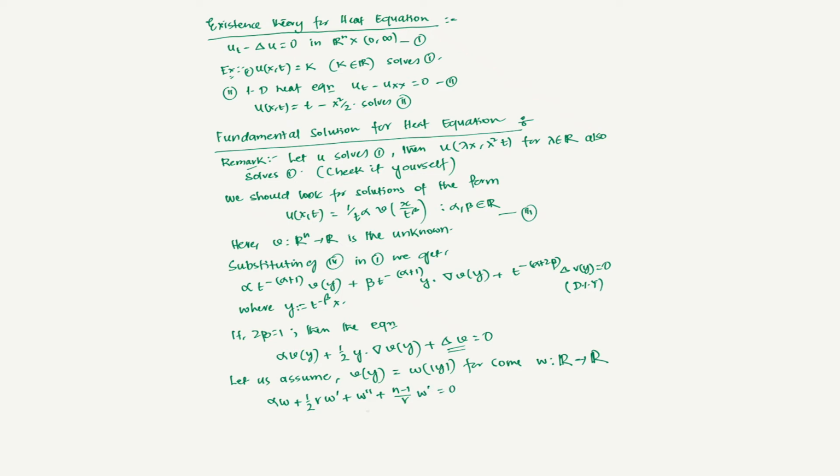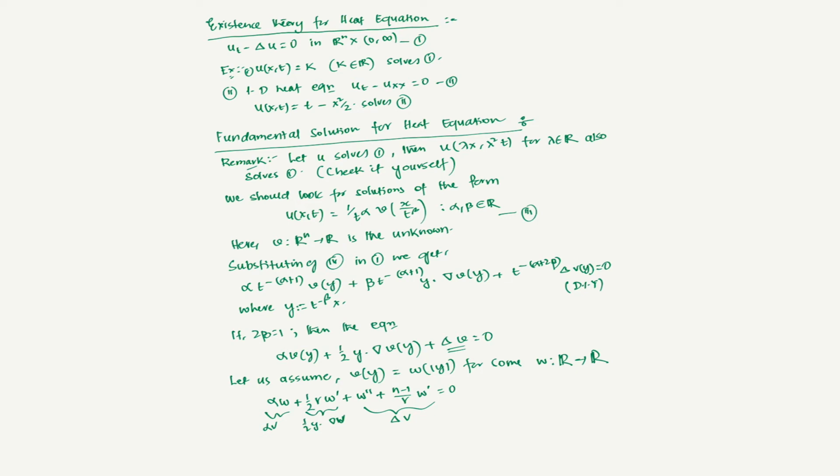Let me put it this way. This is for your Laplacian of v, this is for your half y dot gradient of v, and this is of course alpha times v. See, gradient of v is radial, so gradient of v is just the derivative of v. I mean v is w of mod y, so that's why the derivative of w, which is w prime. Y is basically mod y, so that's your r, that's why I just replace it with r.